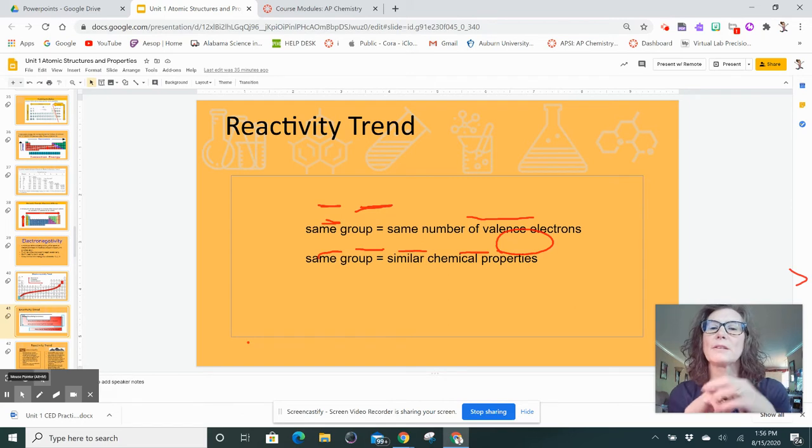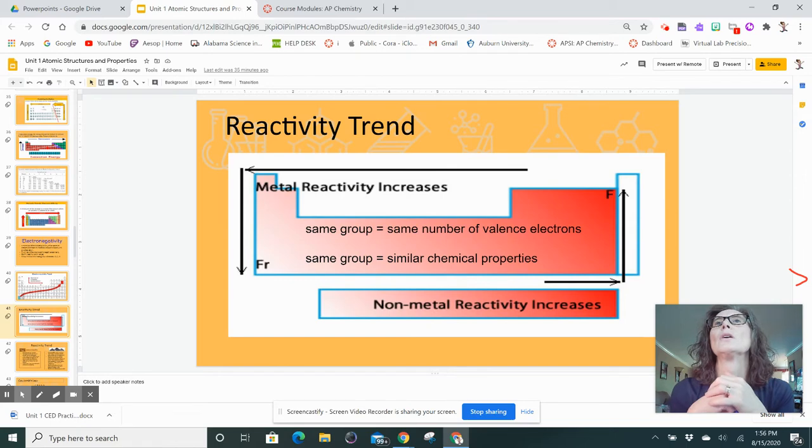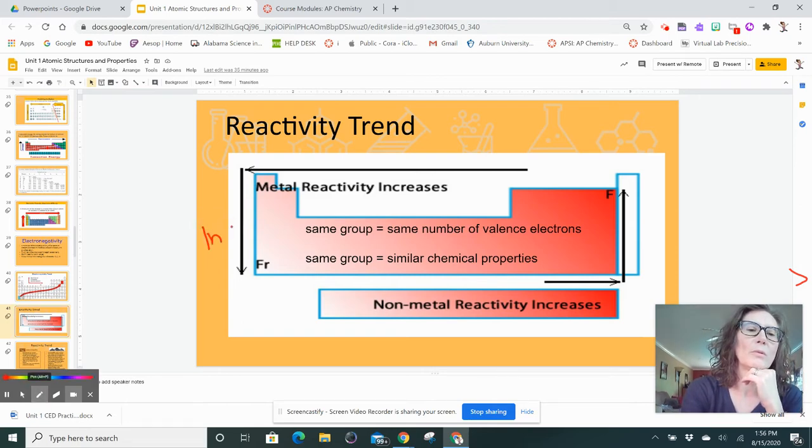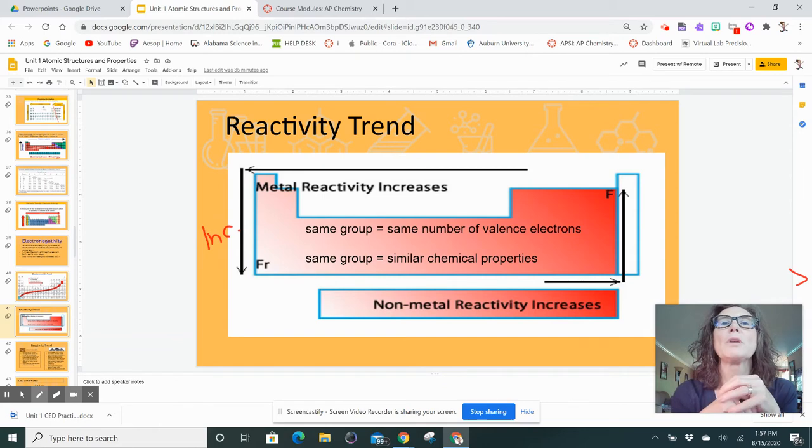So reactivity is the next trend that we're going to look at. Reactivity, you can see that it increases as we go down, and as we go across. So these metals are much more reactive over here. And for these non-metals, it's the fluorine that is the most reactive.